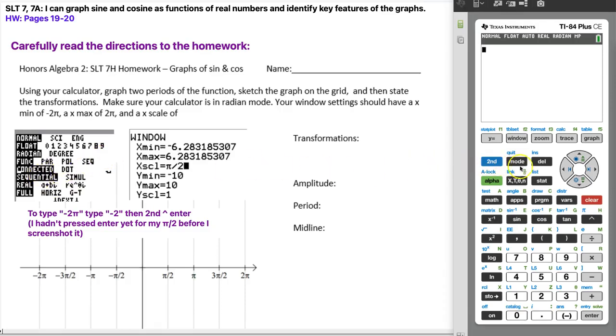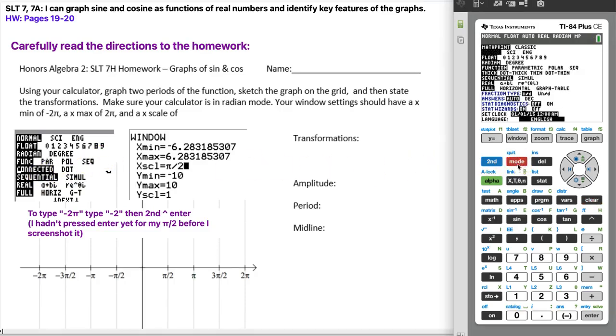So the first thing I want everyone to do is press the mode button and make sure you're in radian mode. You can see on my calculator, radian is highlighted. If yours looks like this and degree is highlighted, just arrow over to radian and press enter. So that's step one. Make sure you are in radian mode.